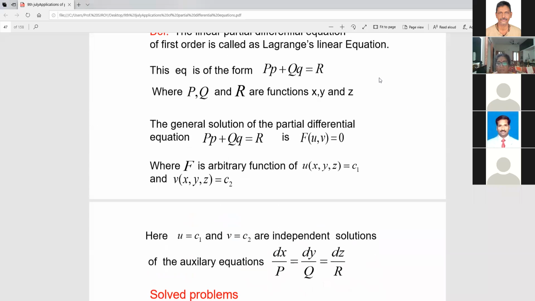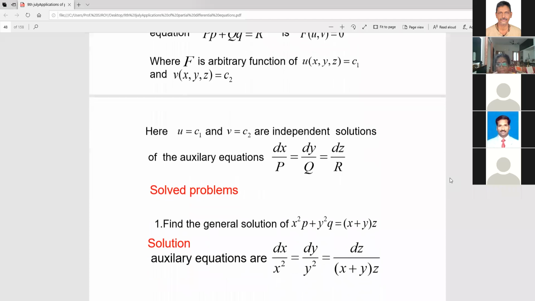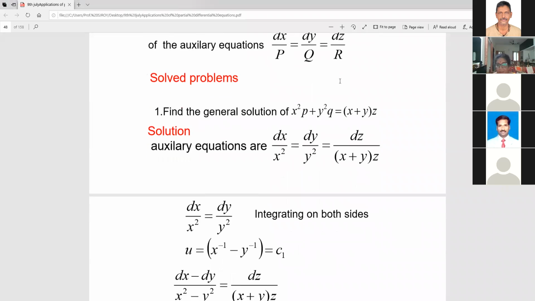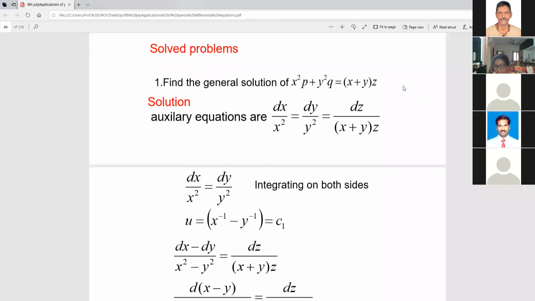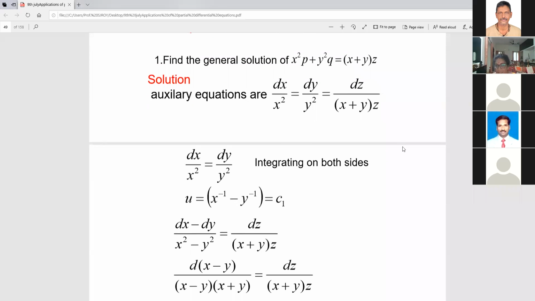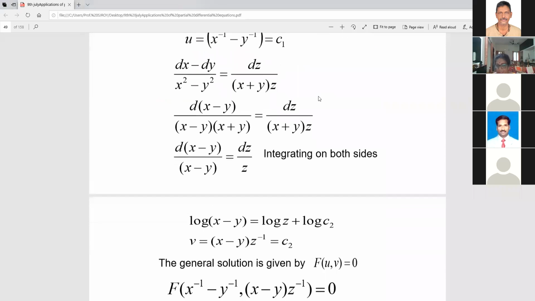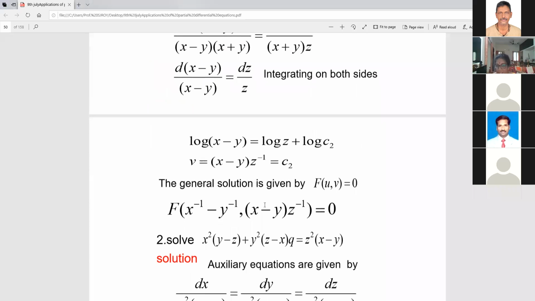Of course, it is nothing but the integral surface of this Lagrange's linear equation. So these problems, I hope you can do very well. If any equation is linear in P and Q, that means it's going to be a Lagrange's linear PDE. Then we can solve this by picking up any two equations from the auxiliary or subsidiary equations. We'll be getting surfaces. Once you get these surfaces, I will be writing your general solution.